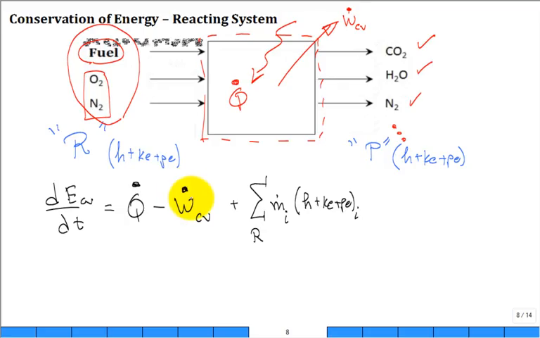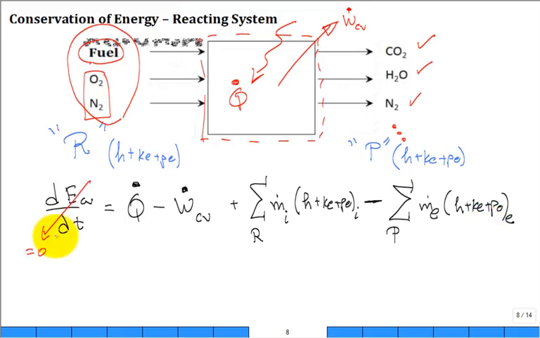That's a flow out, isn't it? We also have a minus. We can do the same thing. We're going to sum over all the p's, over all the products. The mass flow rate that exits with the enthalpy and the kinetic energy and the potential energy of everything that's exiting. Now we can start striking terms and saying, why is this equal to zero for a lot of problems?